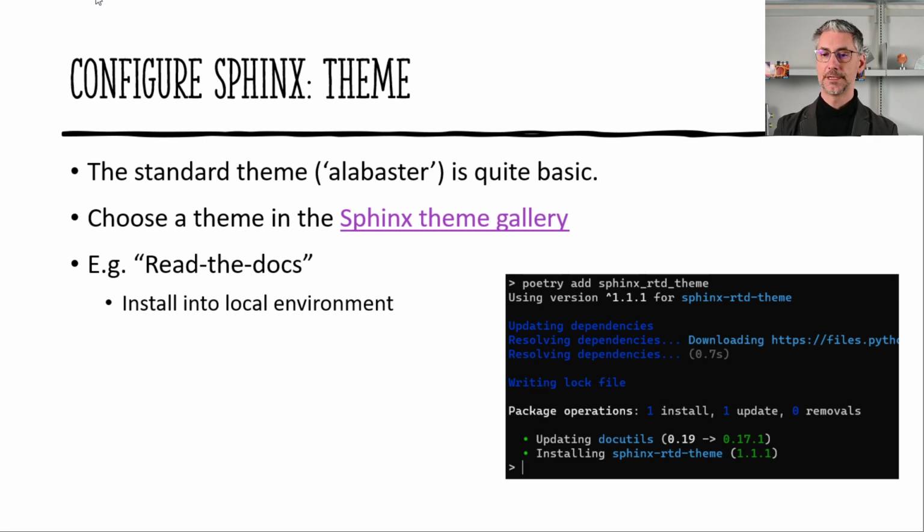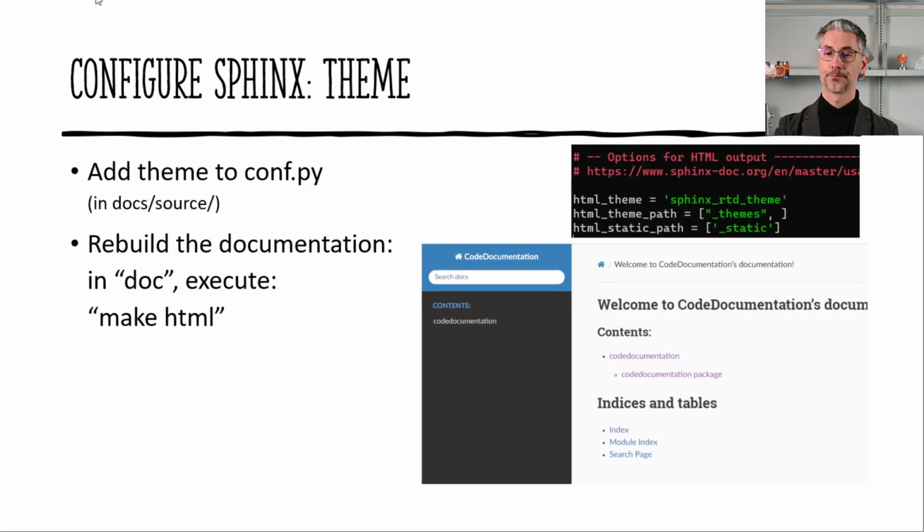The theme we've just seen is the standard theme. It's quite basic. There's a large gallery that you can choose from. For example, Read the Docs is a very popular one, and we install this into our local environment. It's another Python package. And then we add it to the conf.py. There's a part called html_theme. And then if we rebuild the documentation, it looks different, and you can really choose which kind of theme you favor most.